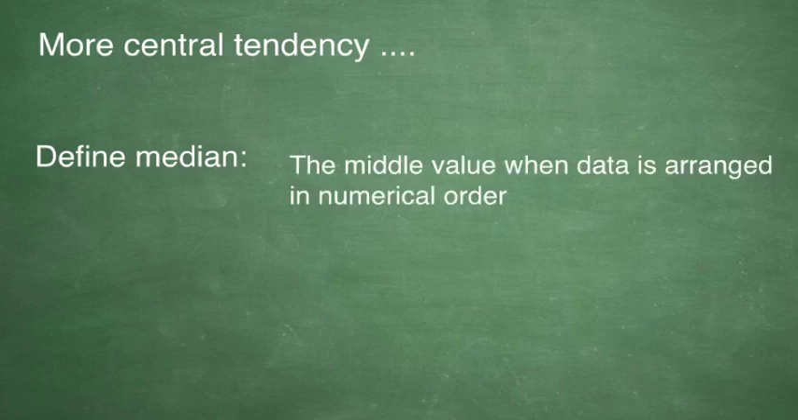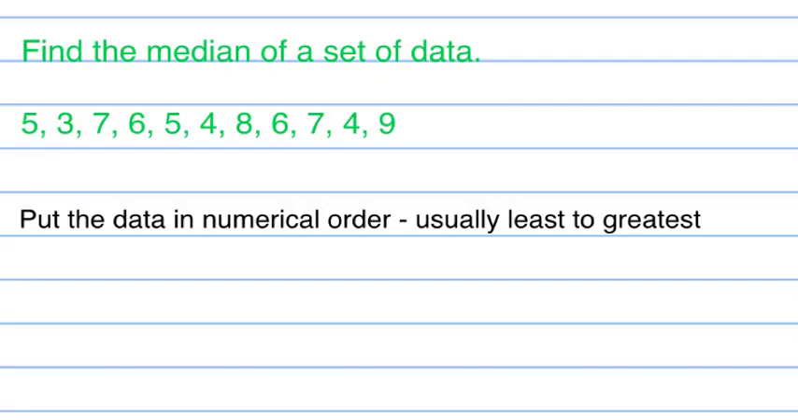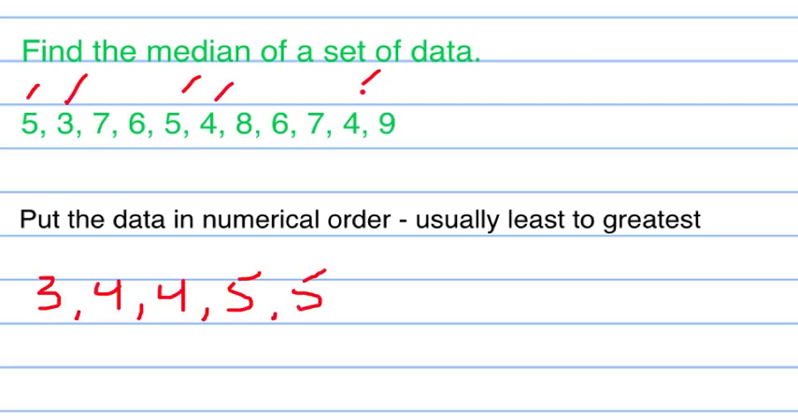So the definition of the median is the middle value of your data set when the data is arranged in numerical order. And most of the time we put the data in order from least to greatest, and then we look for the middle number. Okay, so we're going to find the median of this data set, and first I'm going to put these numbers in numerical order, and I'm going to cross them out as I use them so that I have them in order, and then I'm going to go look for the middle number.